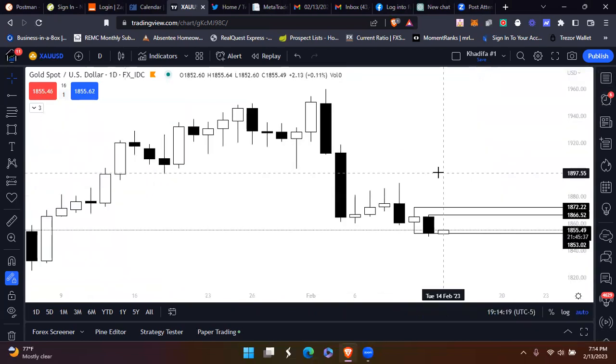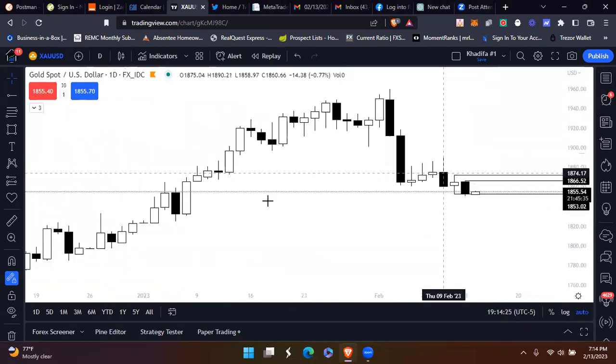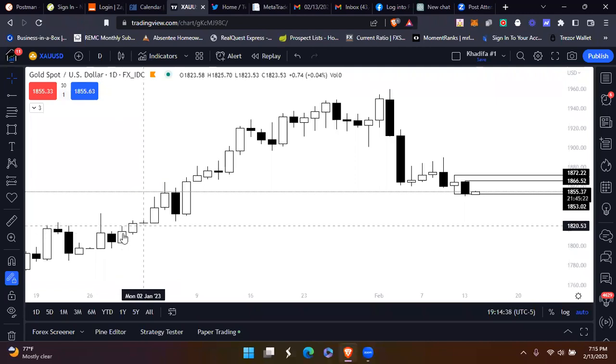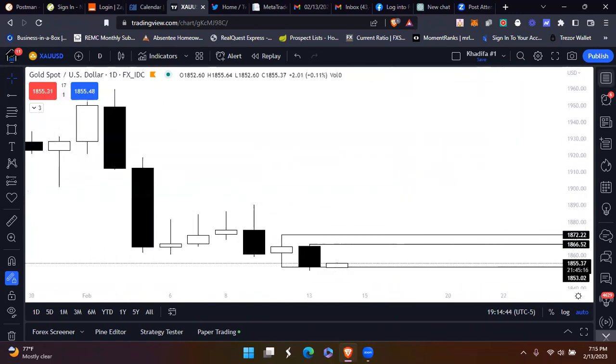then we'll be looking for gold to come down and take out this sell side liquidity from January the 5th, side of this imbalance that we have here. That's if the dollar gives us a bullish move.